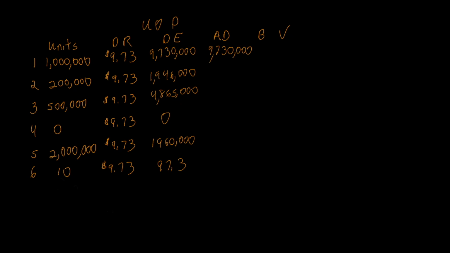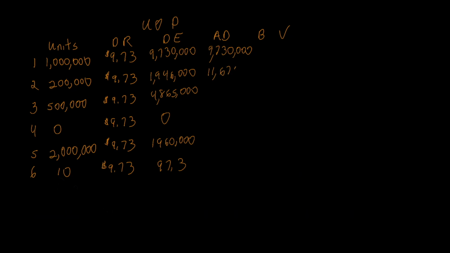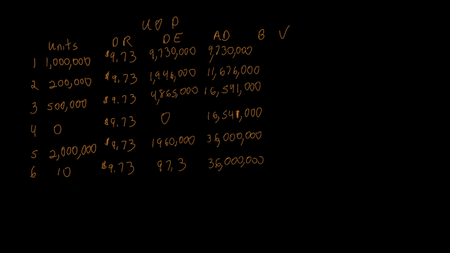But when we move on to the second year's depreciation, we must add the previous year's accumulated depreciation to the current year's depreciation expense. So if we add the $9,730,000 in the previous year's accumulated depreciation to this year's depreciation expense of $1,946,000, that will give us our new accumulated depreciation of $11,676,000. And we will continue to do that throughout the following years as such.